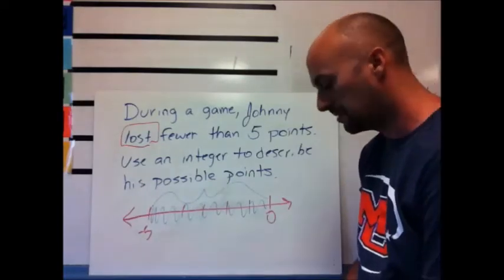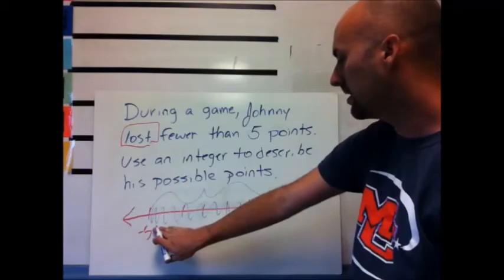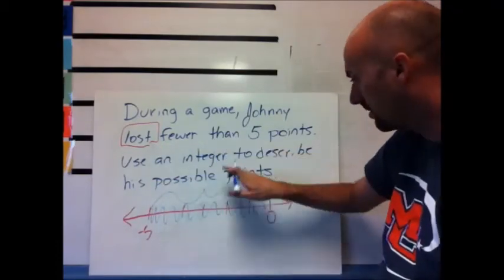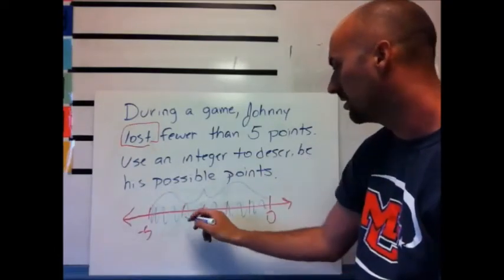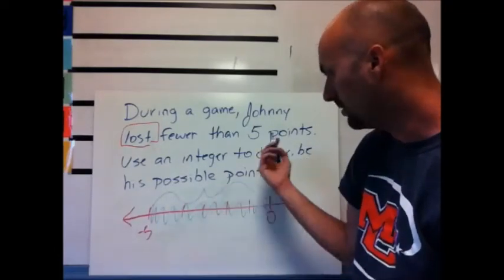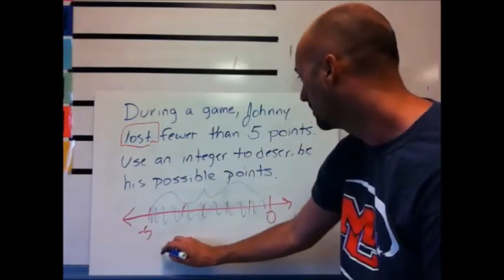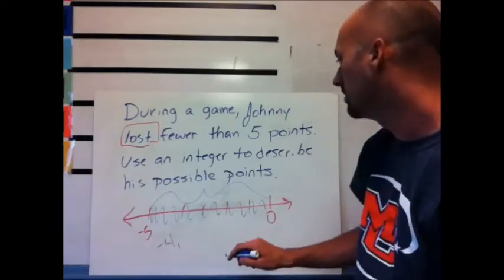Use an integer to describe his possible points. Well, could he have scored -5 points? No, it said lost fewer than 5. Could he have scored -6? Again, no, it said fewer. So we're going to be heading this direction. Could he have scored -4 points? Was that fewer than 5? Yeah. Okay, so he could have had -4 points.